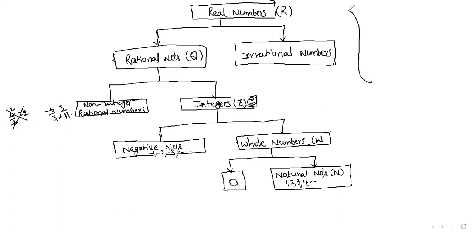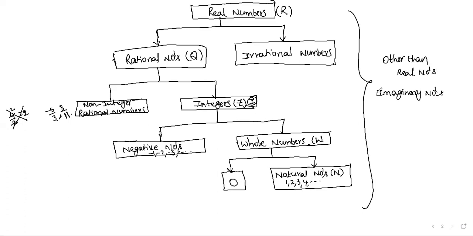Other than these real numbers, everything else is imaginary numbers. Other than real numbers is called imaginary numbers. First and next, what about irrational numbers and what is an irrational number? See the next definition. Imaginary numbers. What is an imaginary number?